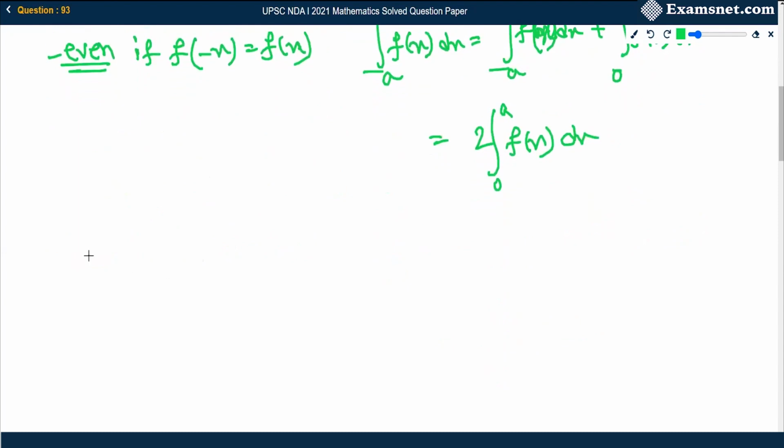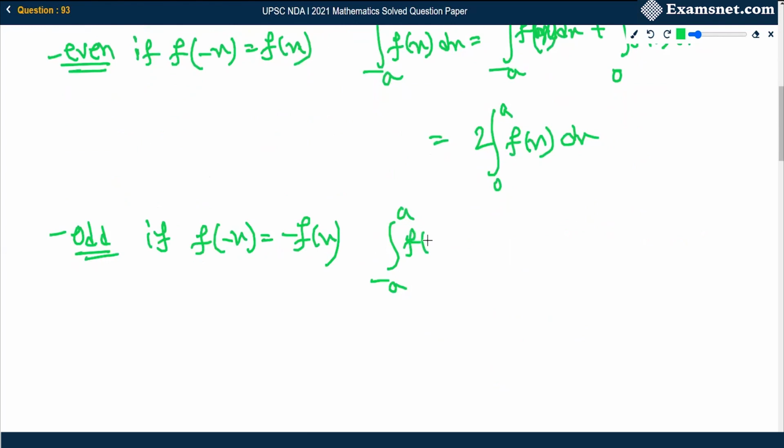Okay, next, what will happen if the function is odd? Then f(-x) will give you -f(x). And if you wish to find the integration with limits from -a to a of f(x) dx, it will be 0. The result will be 0.